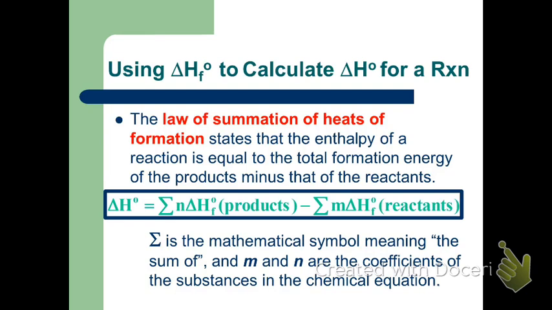Notice this is a mathematical symbol meaning the sum of, and M and N are just your coefficients, your molar coefficients. So you have to take into account molar coefficients in a reaction, because on the table everything is for 1 mole. So if you have 4 moles of ammonia, you have to multiply that number by 4. Okay? I'll let you copy this down, but I think when you see the example, it becomes a lot more clear.